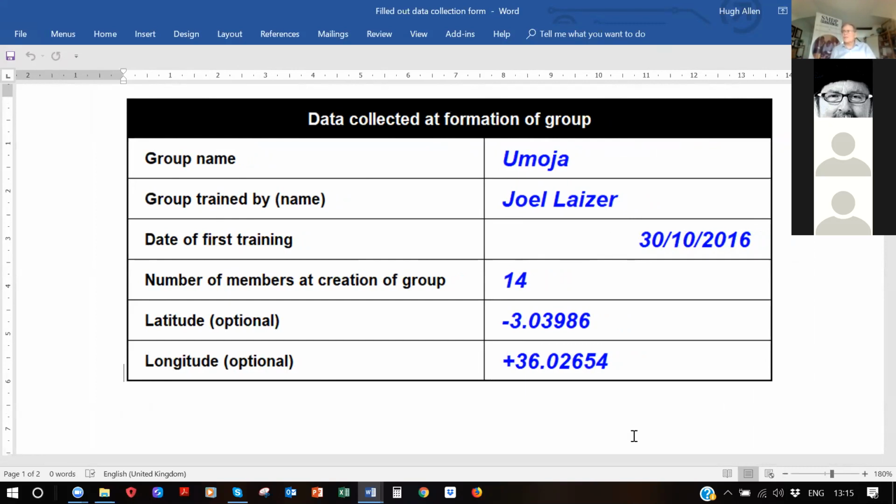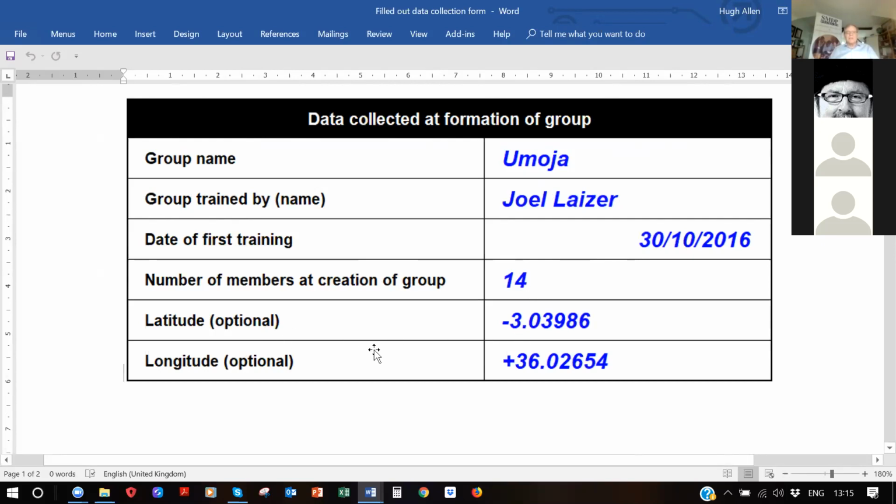Why do we call it static? Because they are usually constant, they can't change. They can't change once you've collected it one time, okay? So the name of the group, the person who trained the group, and the date of first training, and the number of members at creation.